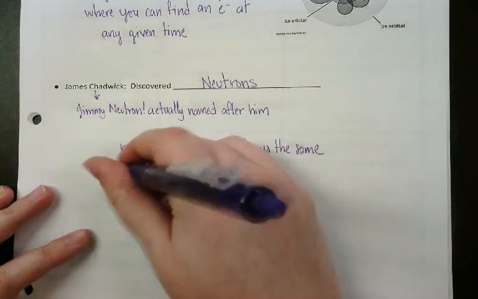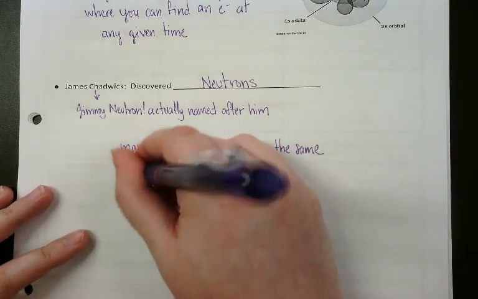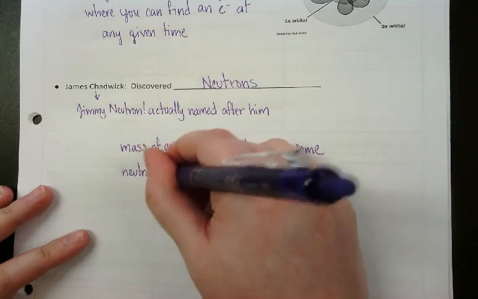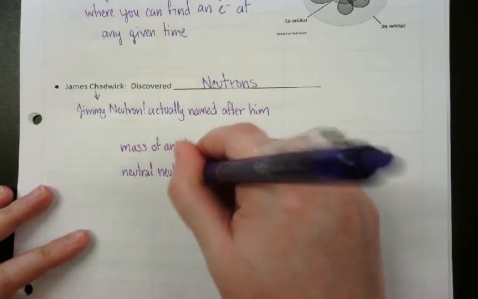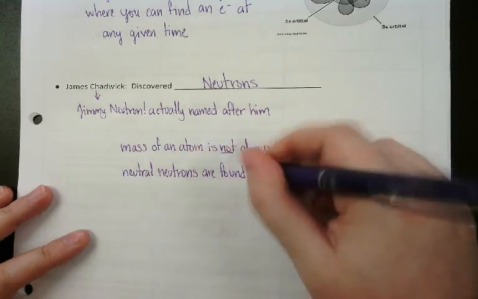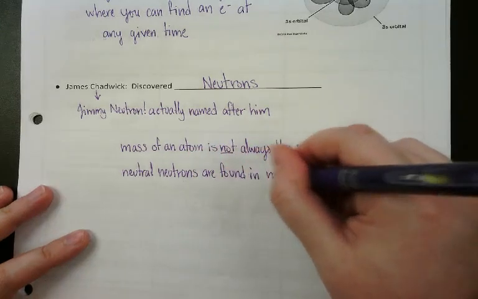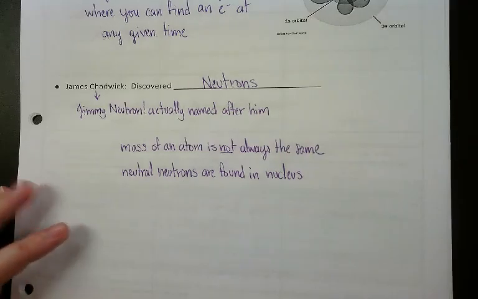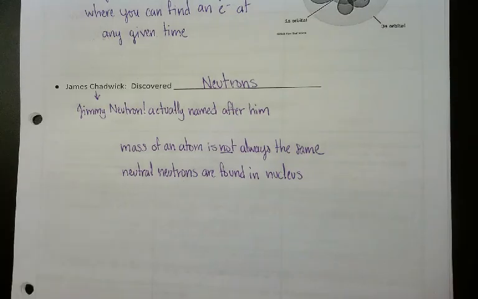Now, he also discovered that these neutrons are neutral, so neutral neutrons are found in the nucleus. Neutrons found in nucleus.